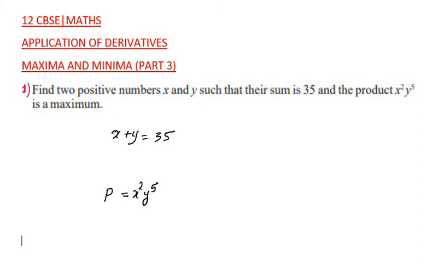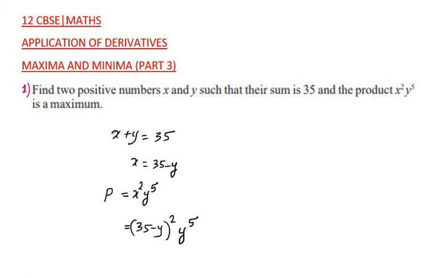That is, I can substitute x is equal to 35 minus y. After whatever is given, just give one or two lines. We will decide whether we have to write x in terms of y or y in terms of x. Now what is the product? Now the product is (35 minus y) the whole square into y power 5.